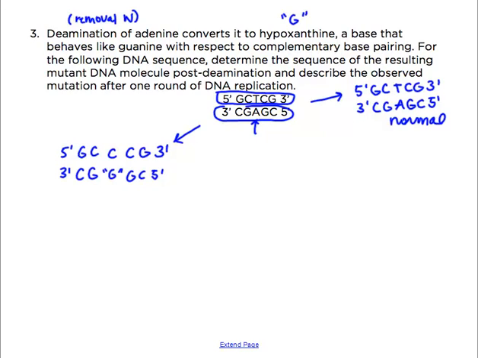So now it's asking us to describe the observed mutation. So what actually changed? Remember that although it's acting like a G, it didn't really change it into a guanine. However, this T right here did actually change to a C after replication. So if it's a T to a C, that's a pyrimidine to a pyrimidine, which is a point mutation.